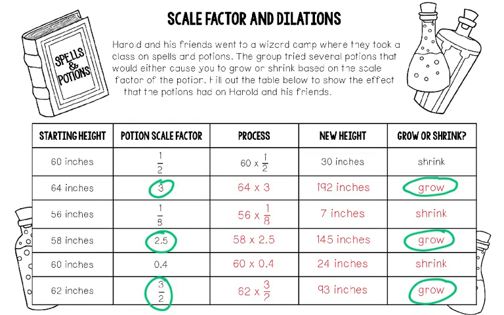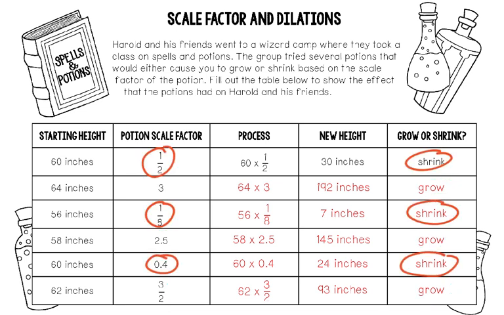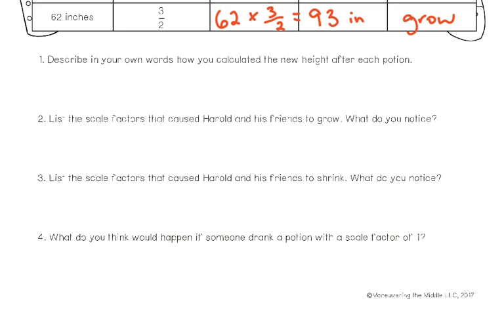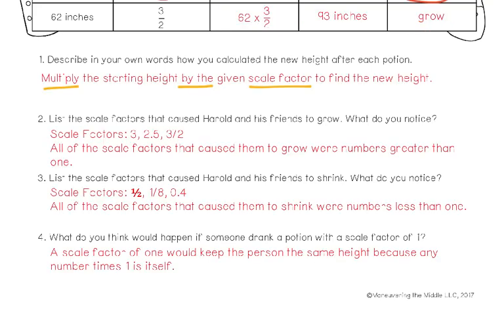Alright, this is what we should have got from the table. If you notice, some of the potions made you grow and they had a certain scale factor. Some of the other potions made you shrink, and they had a different kind of scale factor. To begin with, let's just recap what we did. Then I want you to list the scale factors that caused Harold and his friends to grow and see if you notice anything about those. Then do the same thing for the ones that caused Harold and his friends to shrink. Hopefully you noticed a pattern with those. Last, I want you to decide, what do you think would happen if someone drank a potion with a scale factor of 1?